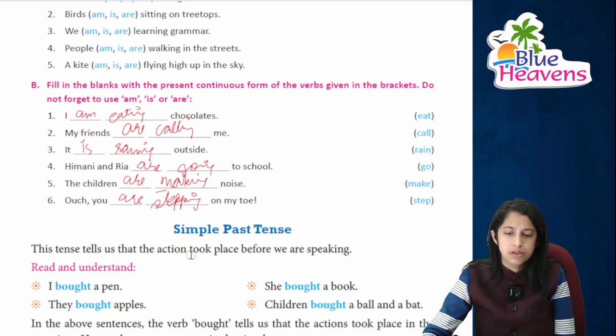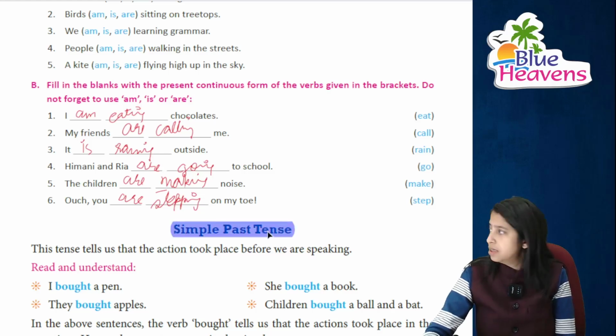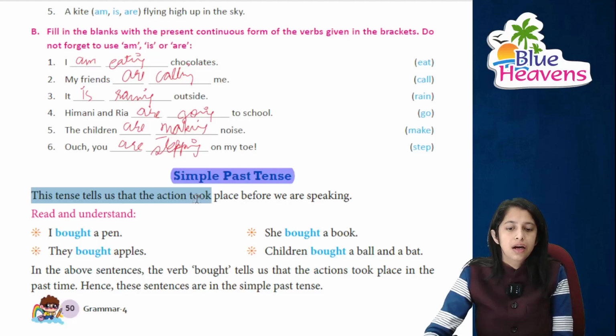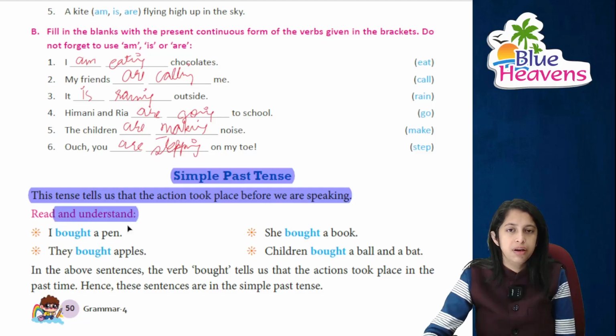Then moving on to this, that is simple past tense के बारे में हम पढ़ेंगे, right? So this tense basically tells us the action took place before we are speaking. हमारे बोलने से पहले ही action हो चुका है. जैसे you will be reading and understanding.